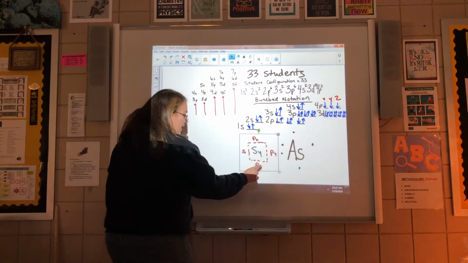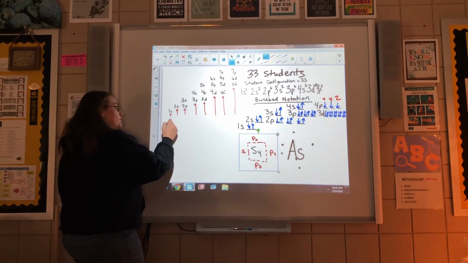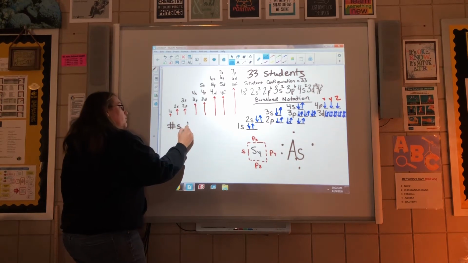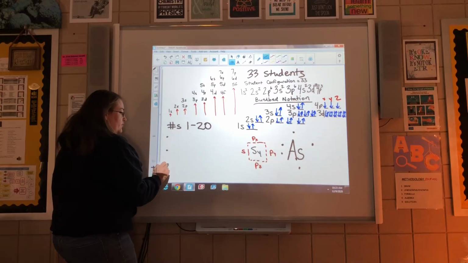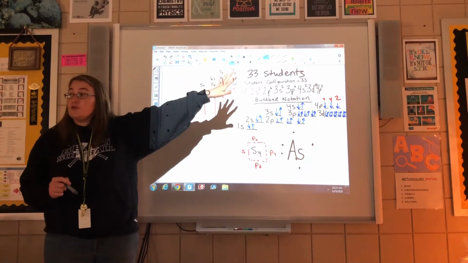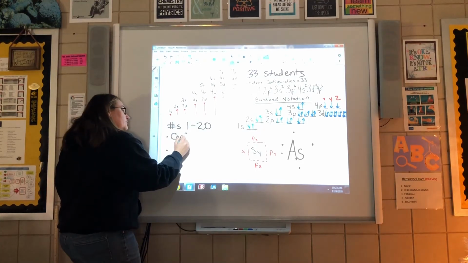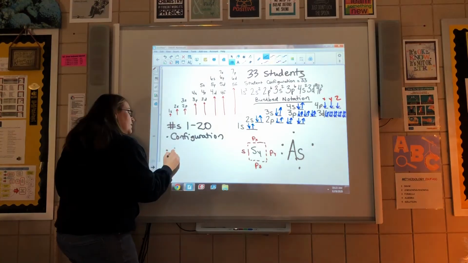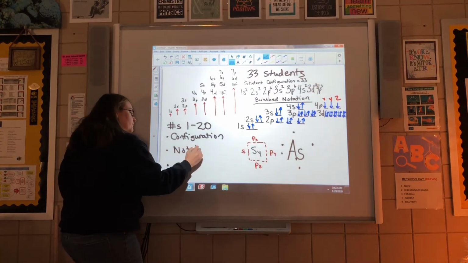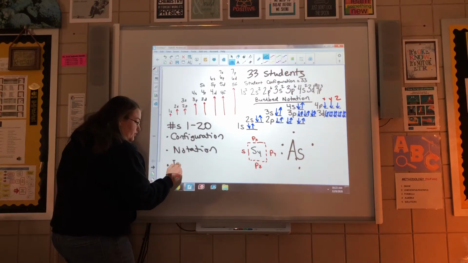All right, so what I want you to do is, for the numbers 1 through 20, I want you to do 3 things, and I'm leaving this up here for your reference, okay? I want you to do a configuration. I want you to do notation. And I want you to do dot diagrams or Lewis structures.